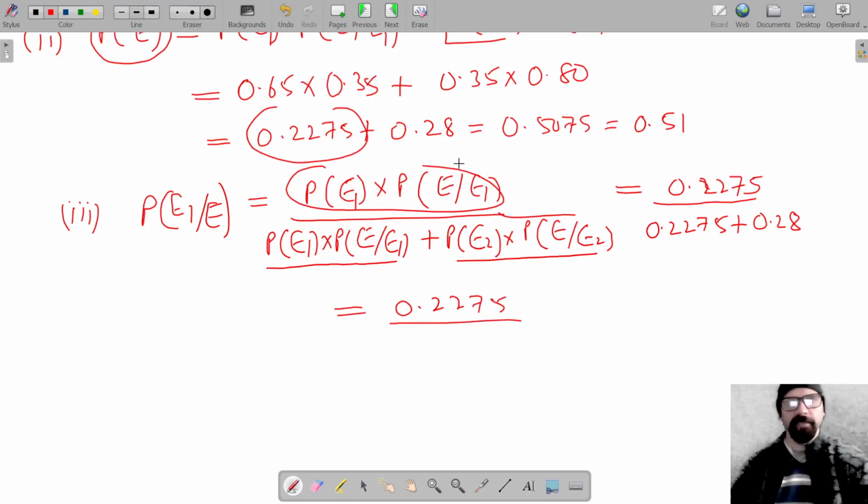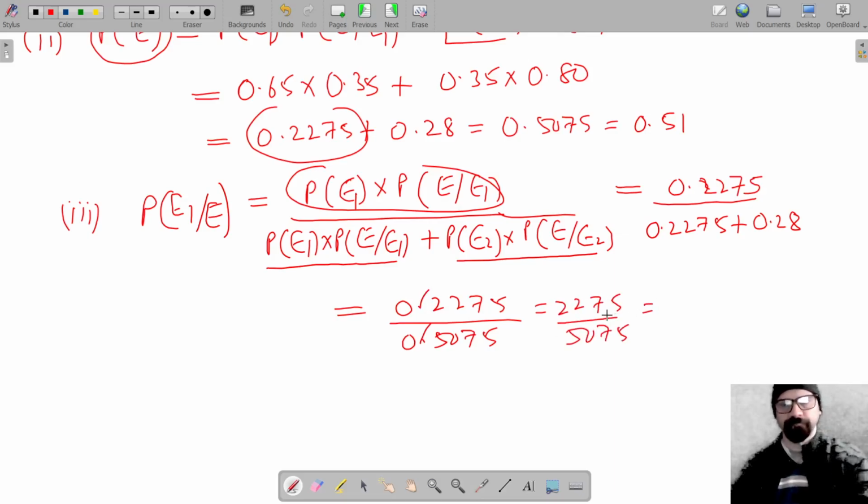So 0.2275 upon, if I add them, 0.5075. And if I divide them, 2275 divided by 5075 is equal to 0.448, and up to two decimal places, this should be 0.45.